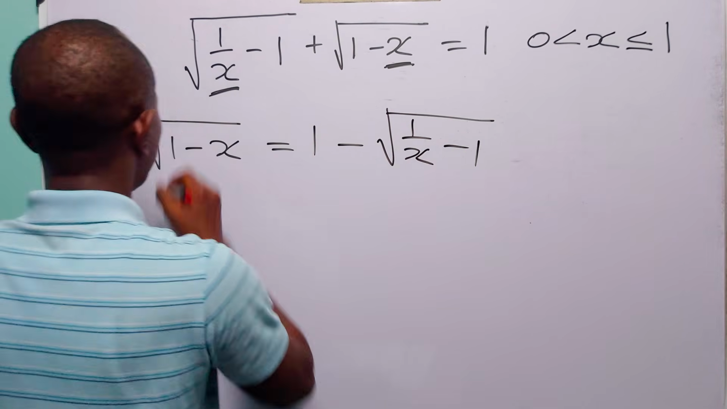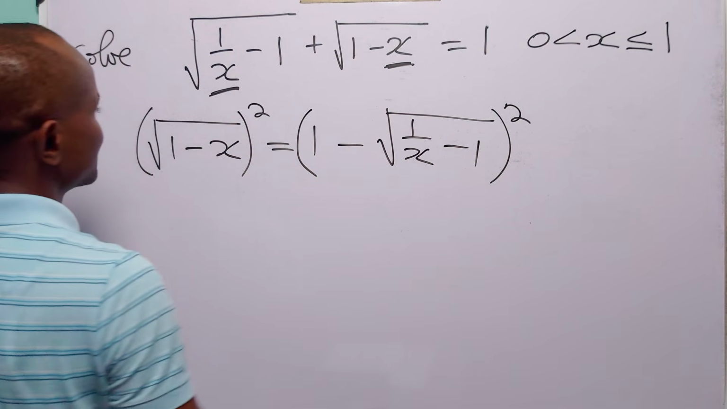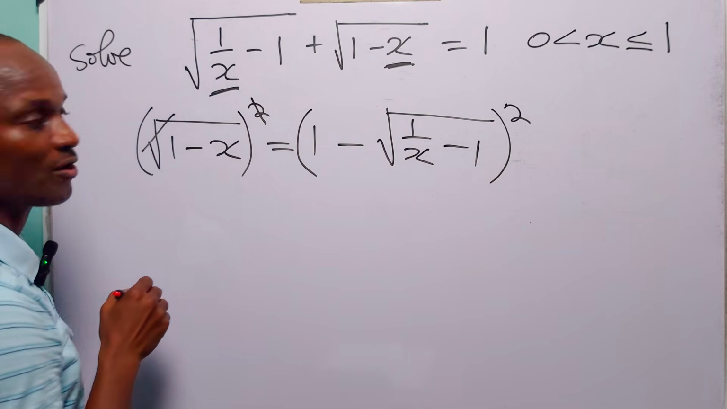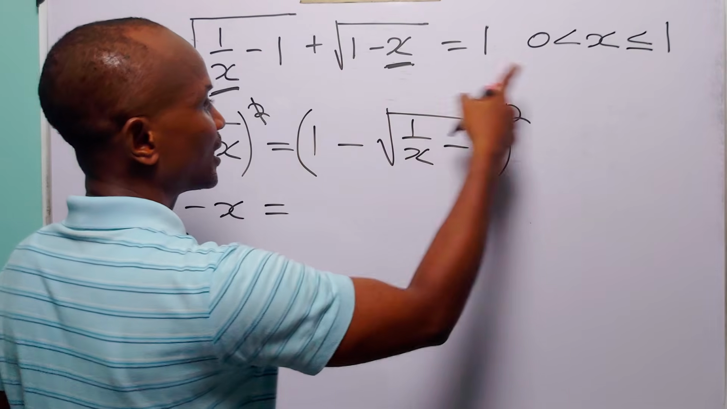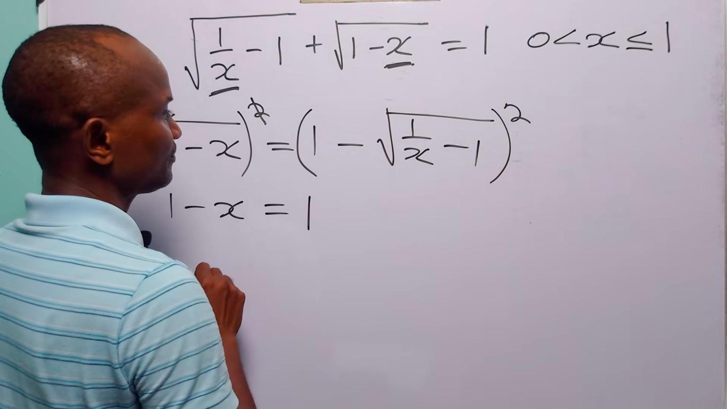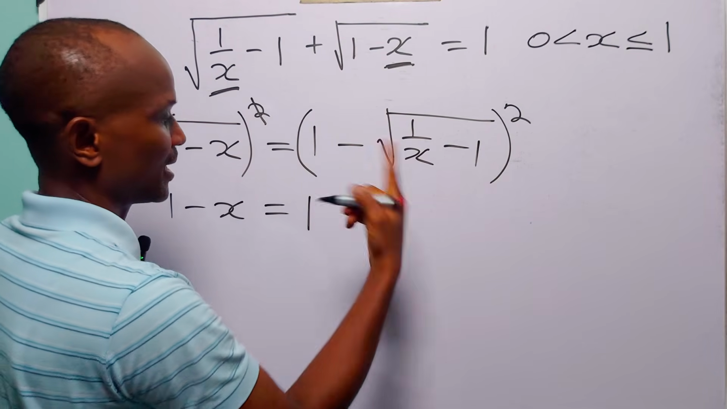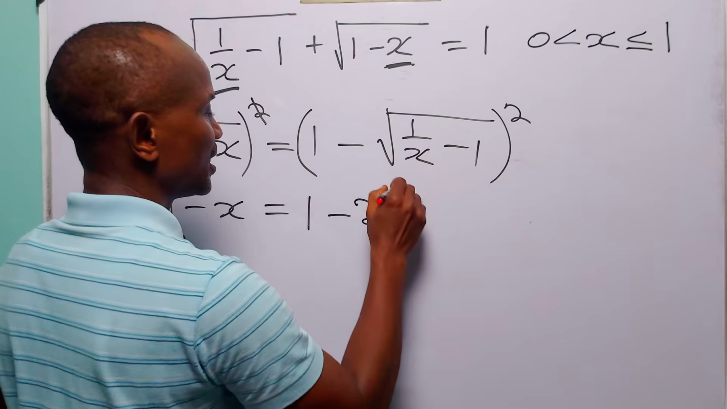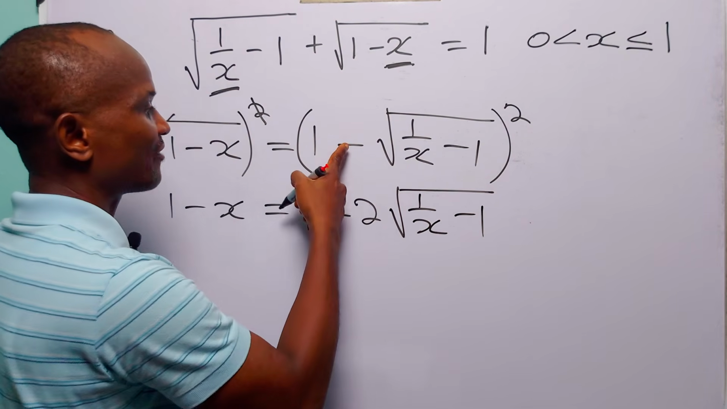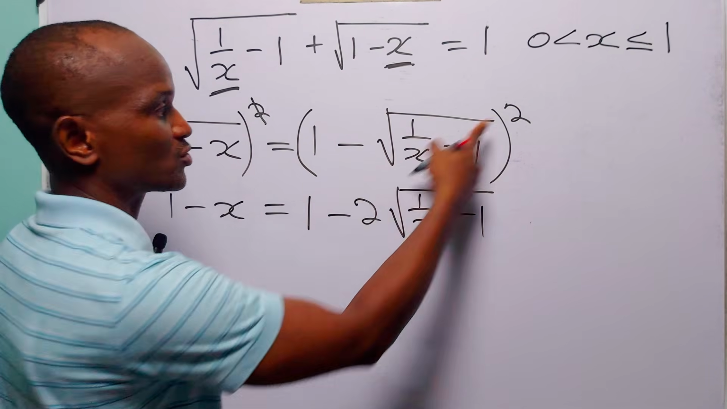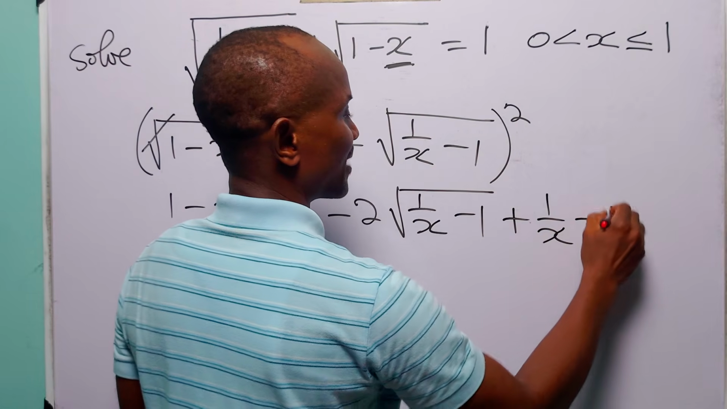minus 1. Now let us square both sides of this equation to get rid of the square root on the left hand side. Of course, this is going to take care of that, leaving us with 1 minus x, and this is equal to 1 squared, minus 2 times 1 times root 1 over x minus 1. That is going to give us minus 2 times root 1 over x minus 1. And finally, we have plus root 1 over x minus 1 squared, which is equal to 1 over x minus 1.